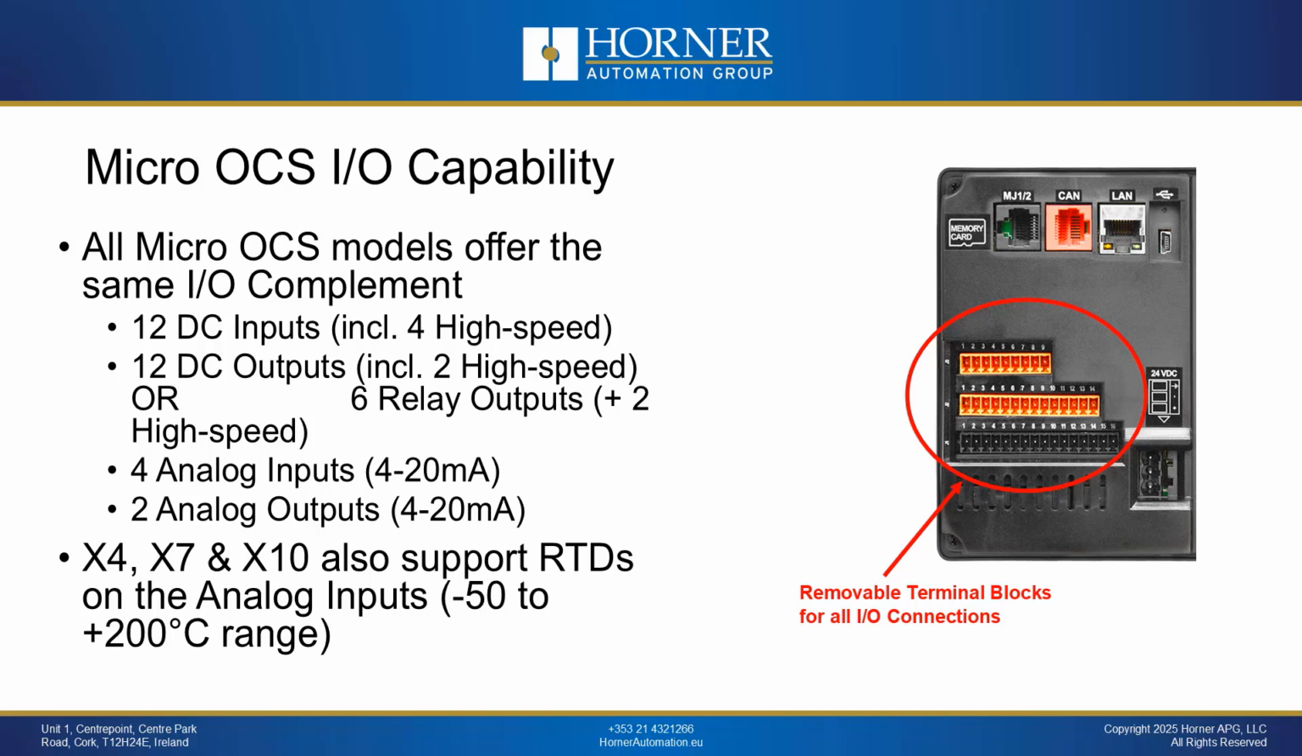Now the Model A and R both feature analog inputs and analog outputs, 4 on the input side and 2 on the output side. They are primarily 4 to 20 mA, although the touchscreen models also support RTD sensors on the analog inputs with the limited range of -50 to +200 C.